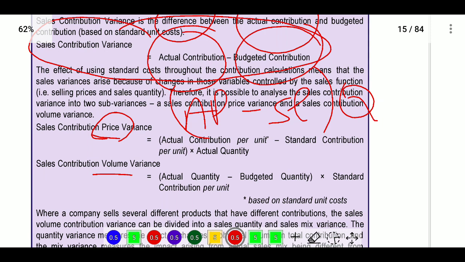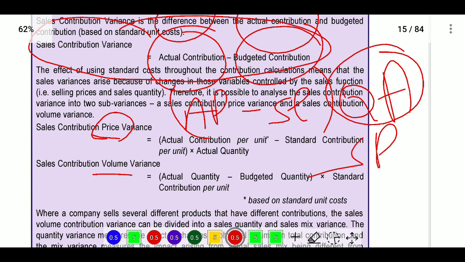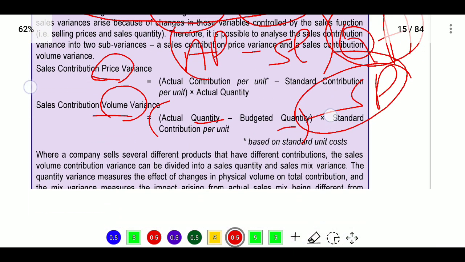Which quantity will we take? Always quantity means actual quantity, and price means standard price. If you want volume variance, the difference means quantity, so actual quantity minus budgeted quantity into price. Price means always standard price will be taken.